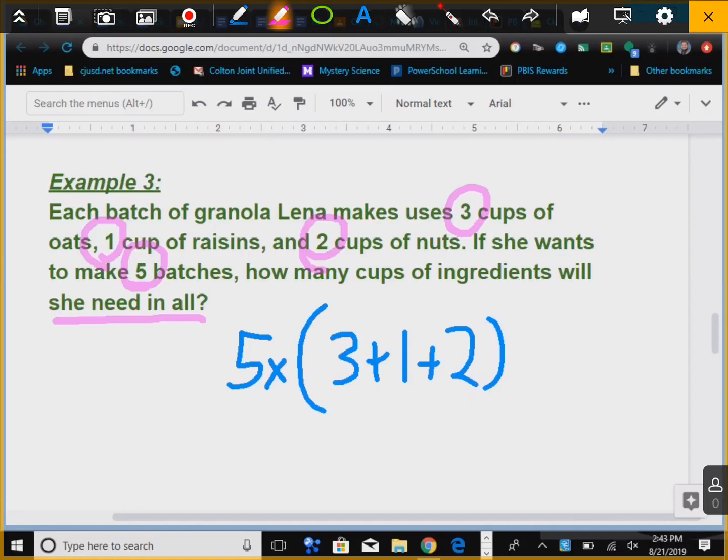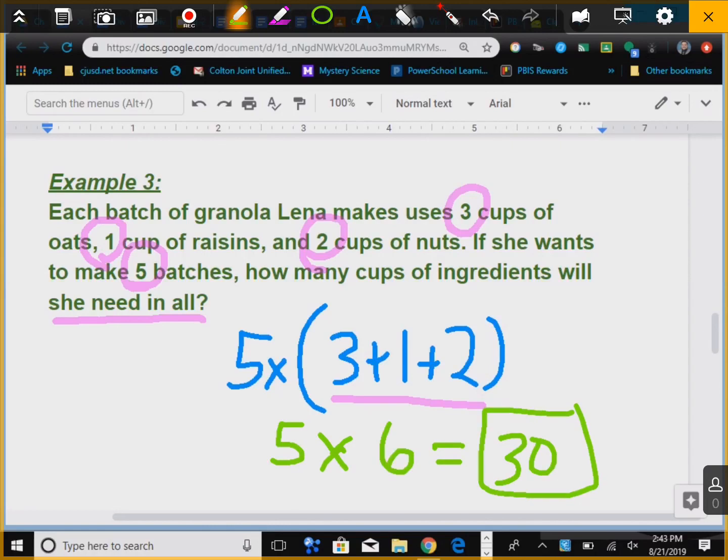So, first step is solve what's in the parentheses first. 3 plus 1 is 4, plus 2 is 6. So 6 is here, and we bring down the 5 and the multiplication sign. And 5 times 6 is 30. 30 is our answer. She will need 30 cups of ingredients to make 5 batches.